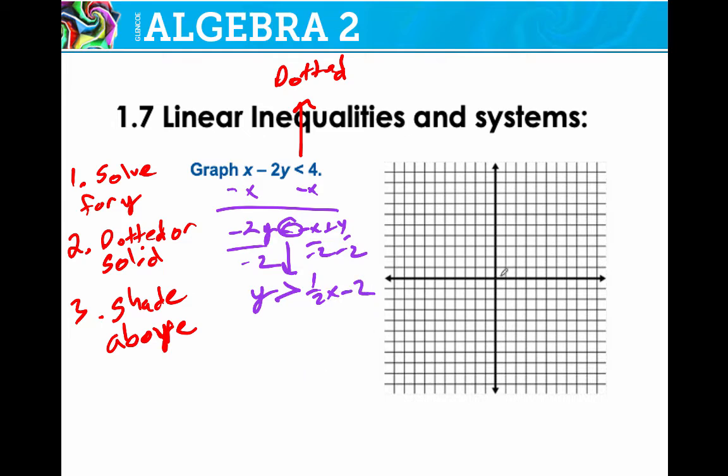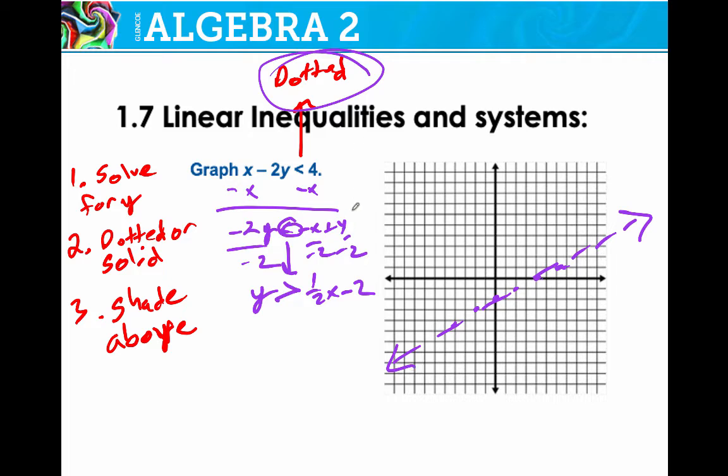Next, plot the y-intercept of negative 2. Apply the slope of positive 1/2. I know positive goes like this. Up 1, right 2. Up 1, right 2. Down 1, left 2. Down 1, left 2. I already know it's dotted. I made note of that right away. That means it's all the points up to that, but not including that line. This is a boundary line.